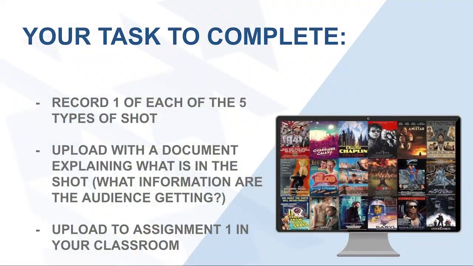Your task from this video is to record 5 different shots, one of each kind of shot that we've described in this video, before uploading them to a document with a description of what is happening in the shot, why you chose to use that shot, and how that shot is being used to relay information to your audience. So for instance, you might take a close-up of a flower, but then I'd like you to write a description of why you chose that close-up for this particular shot and what information you're giving to your audience.